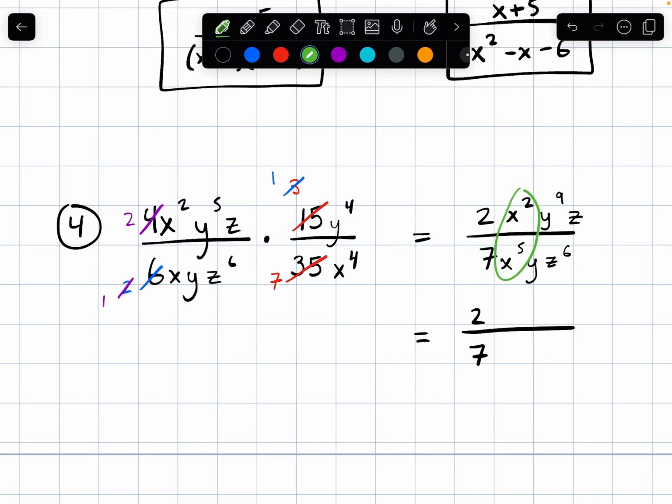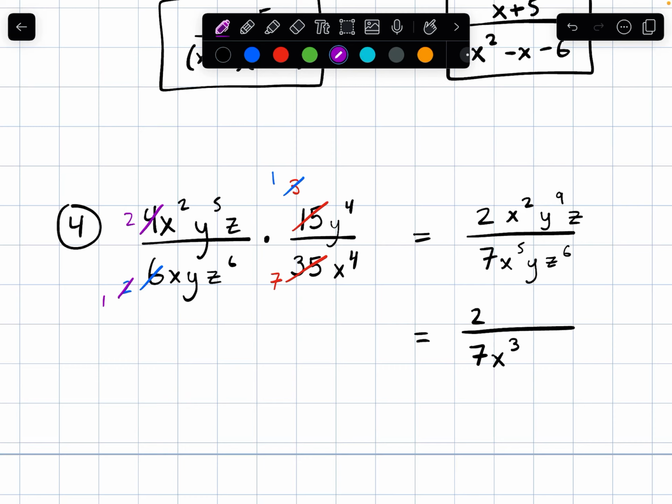And if I look at the x's, my rule is that I subtract the exponents. So x squared over x to the 5th. If I do 2 minus 5, we get a negative 3, which is just 1 over x cubed. So I know I'm going to have x cubed in the denominator. And then we can go ahead and worry about the letter y's.